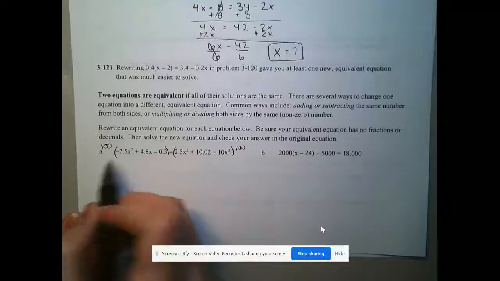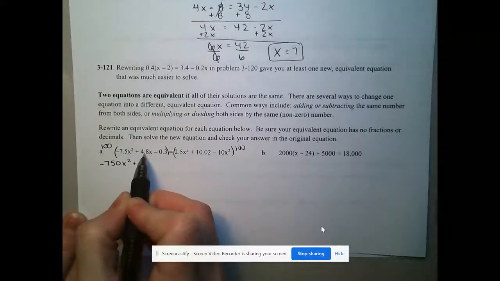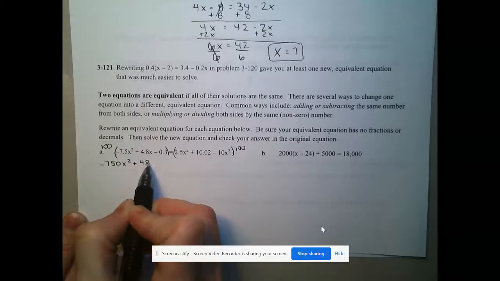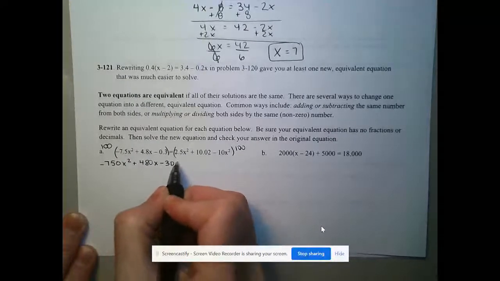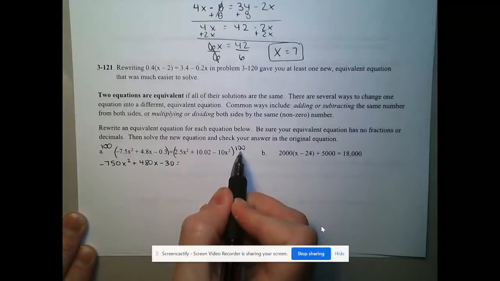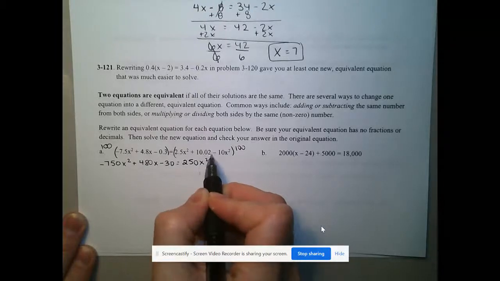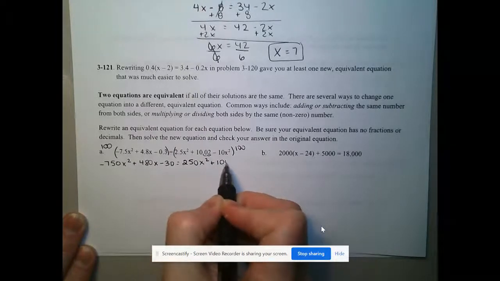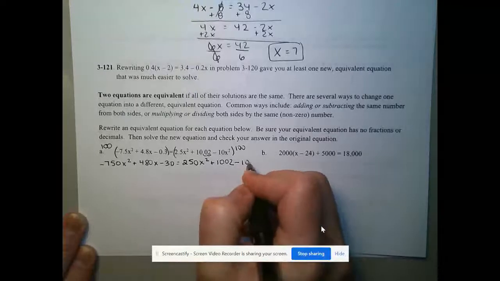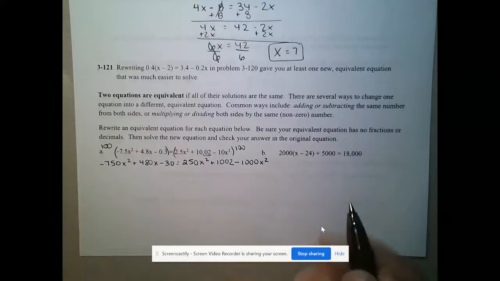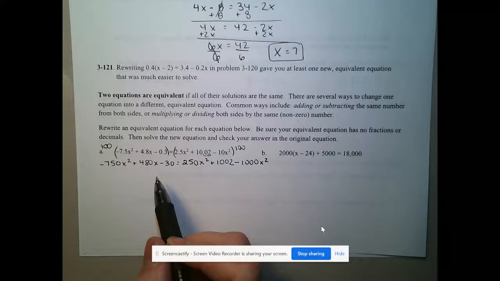So if I move this one 2 places, it's negative 750x squared plus, move the decimal point 2 places, 480x minus, and move the decimal point 2 places is 30 equals, same thing on the right, multiplying by 100, so 250x squared plus, this is the one that had the two places, so it's 1002 minus, and a 10 multiplied by 100 is going to be 1000x squared. So now we've gotten rid of all the decimals, lots of numbers ending in 0, which makes them also pretty friendly as well.